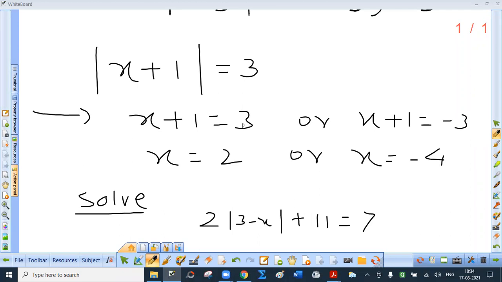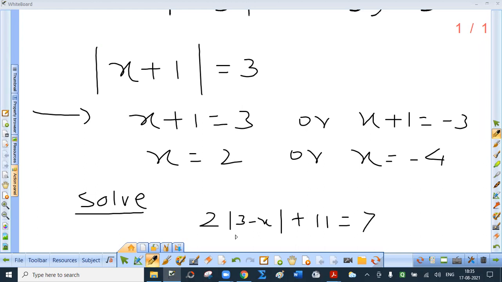So x plus 1 equal to 3 gives x equal to 2. You can check this. Mod of 2 plus 1, mod 3, 3. Yes. Now this can be -3 also. That gives me x equal to -4. Before you answer, please verify whether it is correct or not. -4 plus 1 is -3. Is mod of -3, 3?